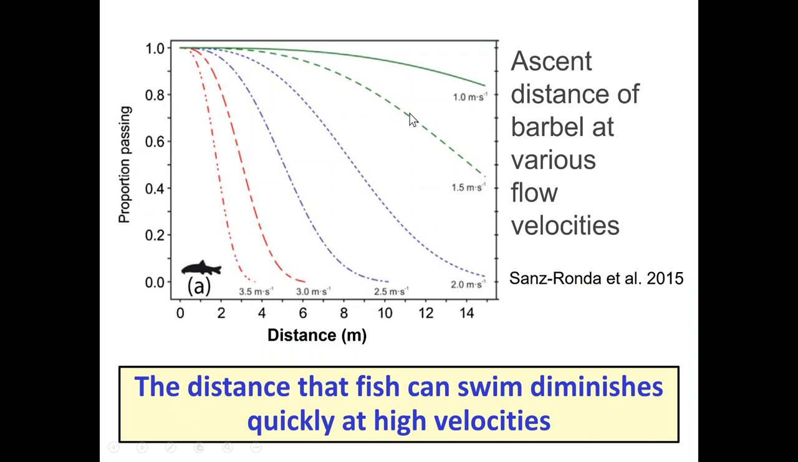If you go to 1.5, then you find that 50% of the fish will stop at about 13 meters and so on and so forth. When you get to 3.5 meters per second, what you find is that 50% of the fish were unable to travel farther than 3 meters. So the distance that fish can swim diminishes very rapidly in a non-linear fashion at high velocities. And this is one of the key criteria that needs to be taken into account, as we will see in a moment, when we design fish passes.